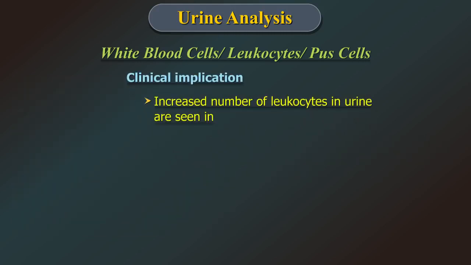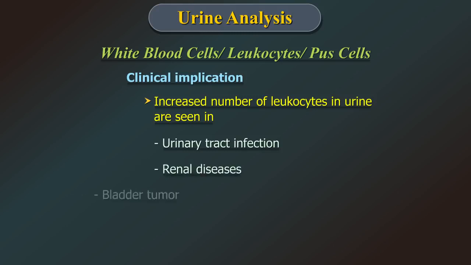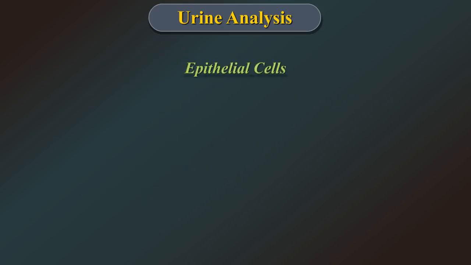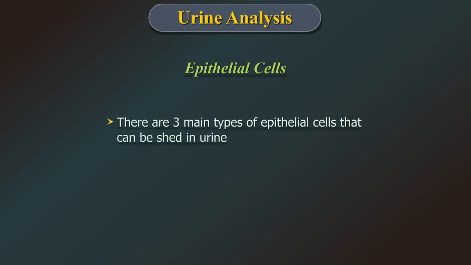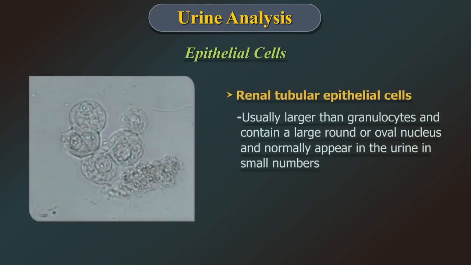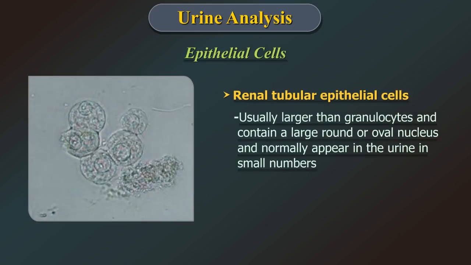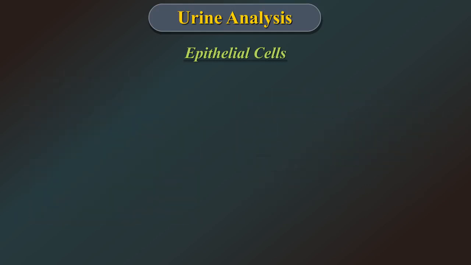Clinical implication. Increased number of leukocytes in urine are seen in cases of urinary tract infection, renal diseases, bladder tumor. Epithelial cells. There are three main types of epithelial cells which can be shed in urine. The renal tubular epithelial cells are usually larger than granulocytes and contain a large round or oval nucleus, and normally appear in the urine in small numbers.